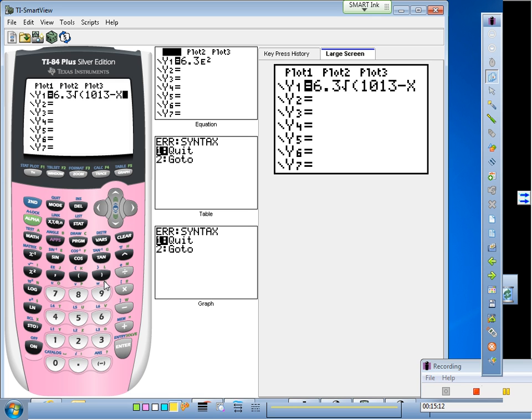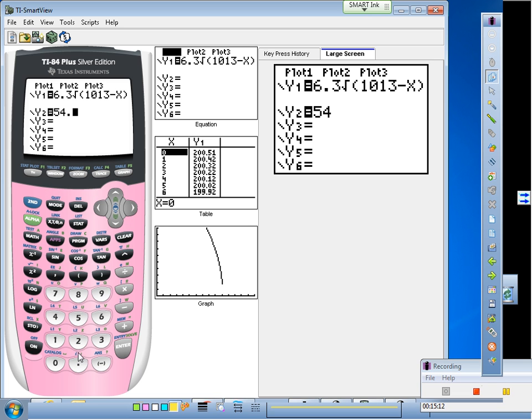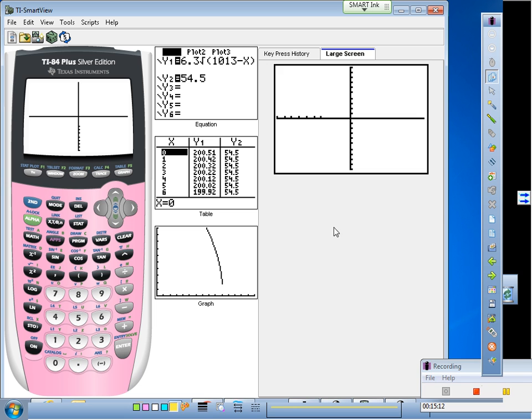All right. And then what else are we going to do? 54.5. What are you going to do with it? You place it in the y2, 54.5. And then I'm going to go back to the Zoom 6 because most of the time that's where you guys start. Uh-oh. Now, what? Is my calculator broken? No.